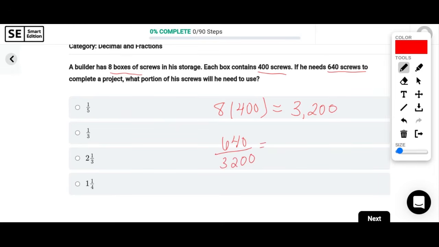Okay, well, what is that going to be? So I need to figure out how to simplify this. I see that these both have a 0 at the end. Those will cancel out. This might be a little bit easier to work with. Okay. Now from here, a lot of different ways I could get to simplifying, use whatever works for you. In this case, 64 does go into 320, so I can just divide by 64 and I will get 1/5 as my answer. So he is using 1/5 of his total screws.